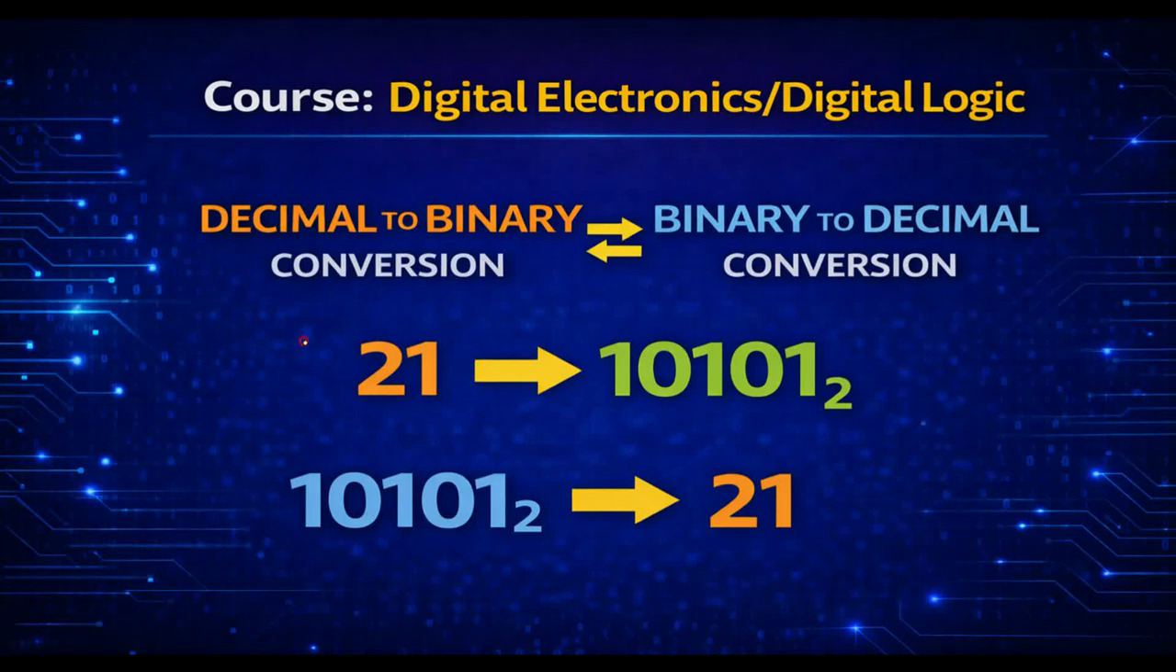In this video, I'll consider decimal to binary conversion and binary to decimal conversion. In my previous video, we have already studied different number systems. Now in this video, let's study how to convert a given decimal number into binary and a given binary number into decimal. Let me consider one example. I will take the same example, that is, let the decimal number be 21.